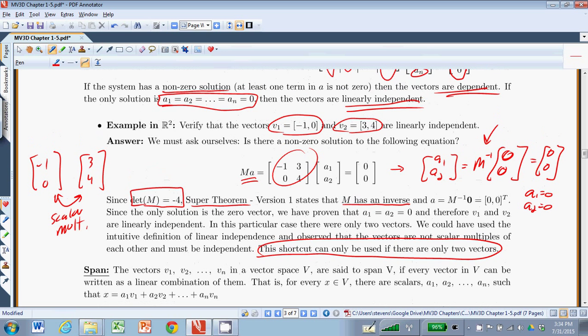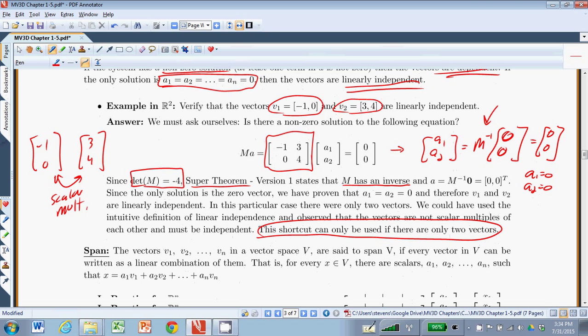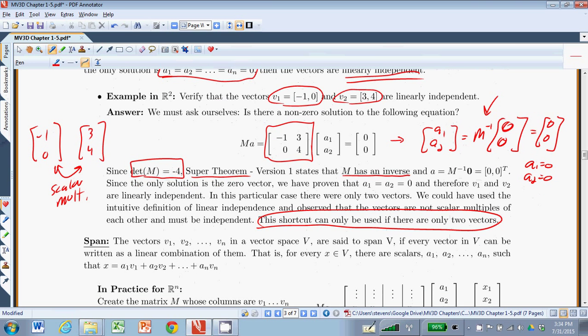Okay, so determining whether or not vectors are linearly independent is really just a matter of putting them as the columns in a matrix and getting the determinant. If the determinant is not 0, they're linearly independent. If the determinant is 0, then they are linearly dependent.